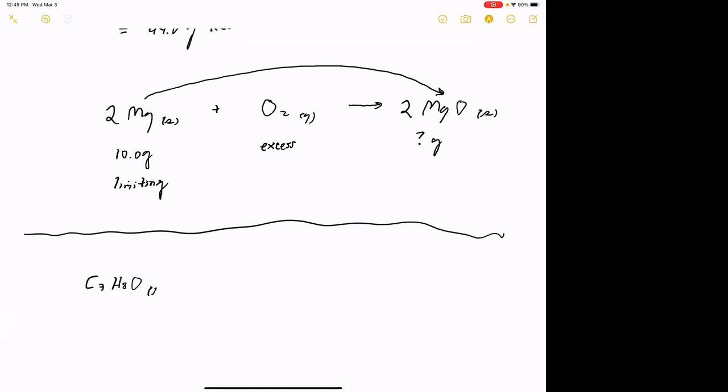Oh, and they tell me that's a liquid, right? So I have to make sure I put an L after it. It says burned with oxygen gas. So that's a reactant. So I'm going to put an O2 there. That's a gas. Make sure you put the gas in there, right? And this is a standard combustion reaction where you're generating carbon dioxide, which is a gas. So that's CO2. Make sure you put the G in there.